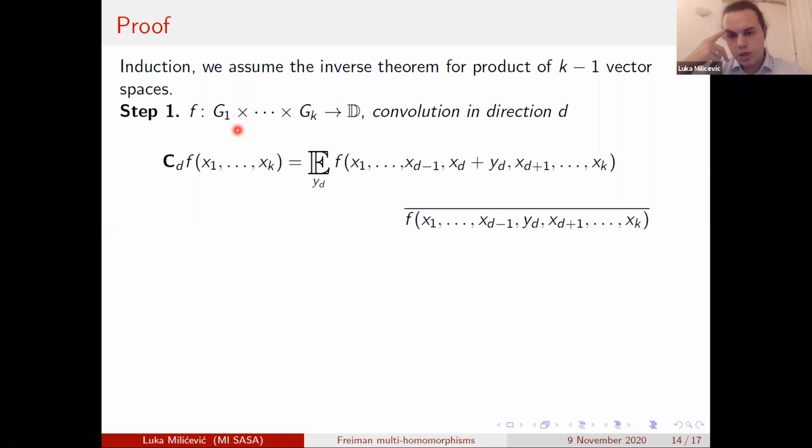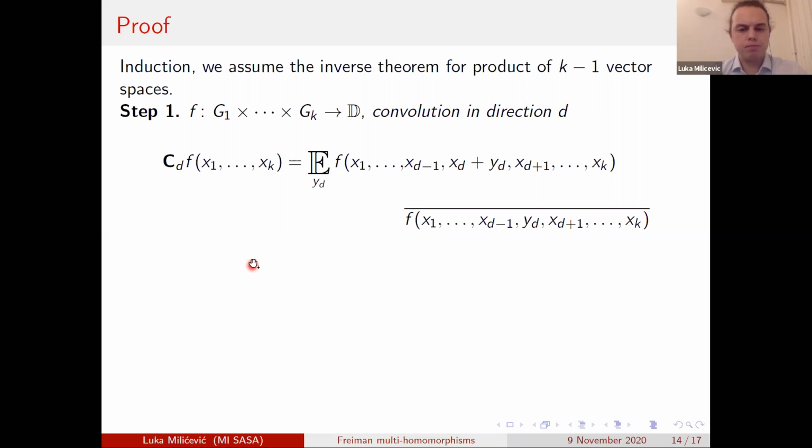So if you think about it, what these difference sets do, well, they're actually convolutions of the indicator function of your set. So we define convolution in direction d as follows. You fix all axes except in direction d, and in direction d we actually have the usual convolution. So this is not exactly the usual convolution because the usual convolution actually has a minus here and it doesn't conjugate this, but it's essentially convolution.